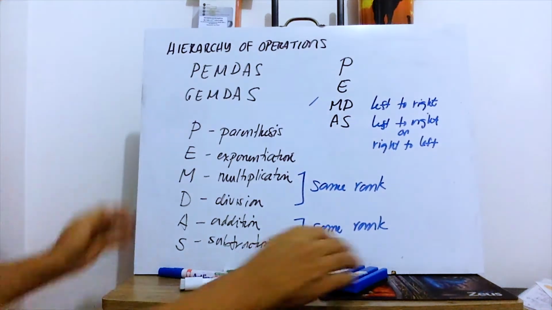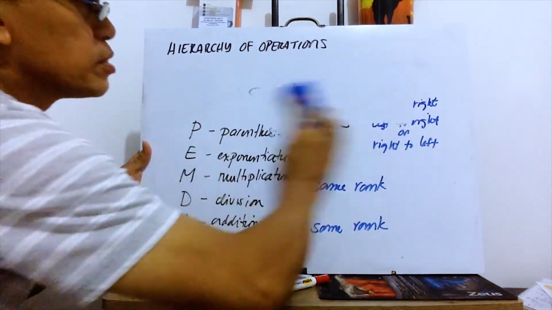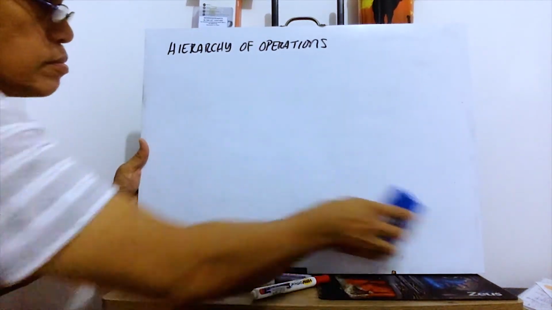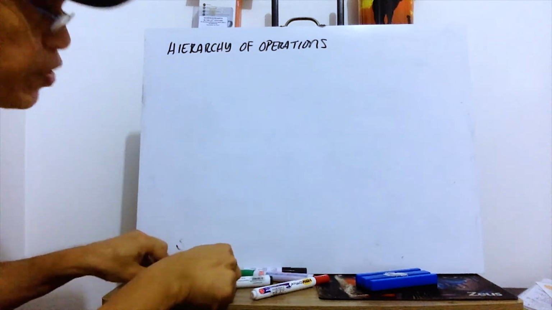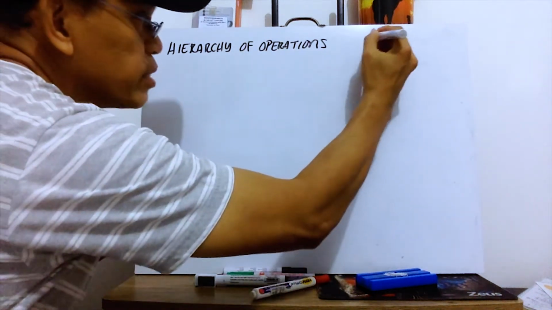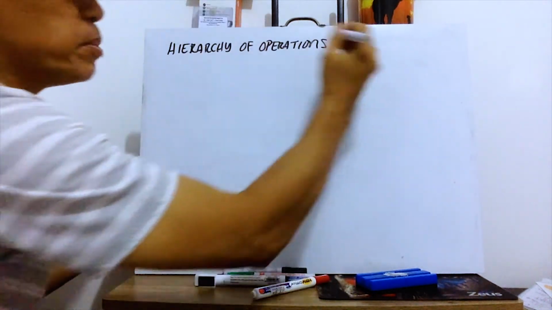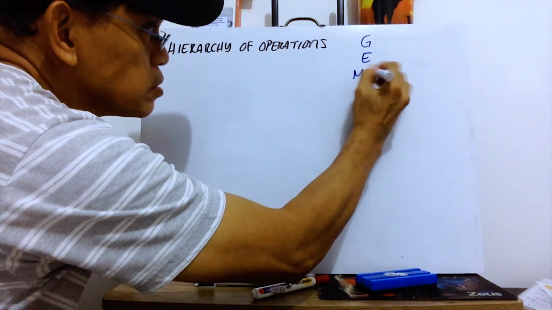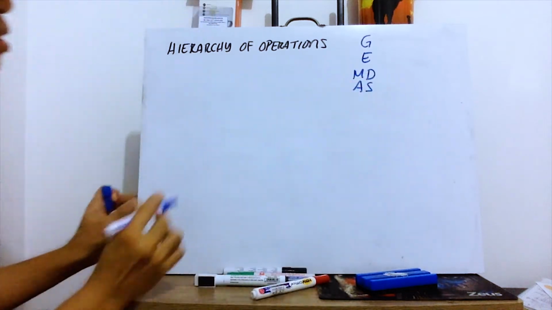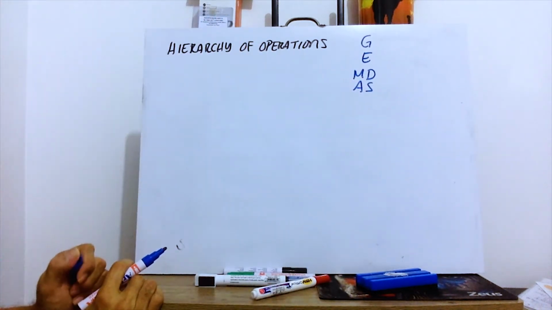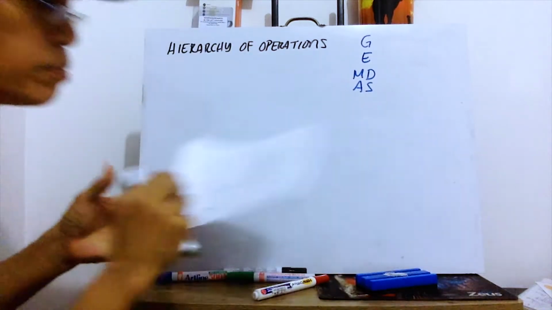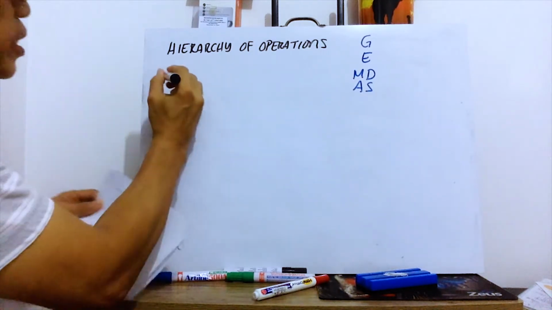So let's have some good examples. Remember, when we write it, it's like this. Let's make it G instead of P. So there, that's the proper way to write GEMDAS or PEMDAS. Let's have some examples. Let's discuss the easy ones first.